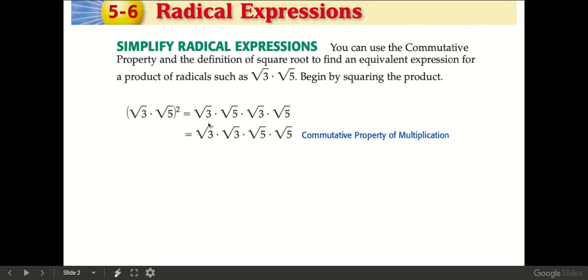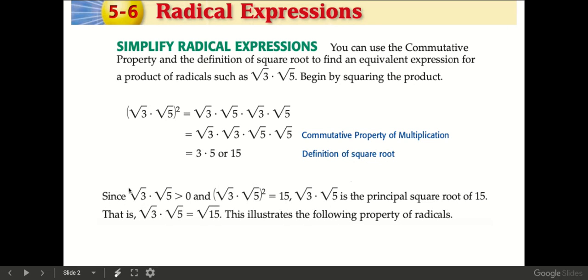Now with the commutative property, I could rearrange it so I can put the radical 3's next to each other and the radical 5's next to each other. And then using the definition of a square root, radical 3 times radical 3 is radical 9, or the square root of 9, or radical 3 squared, which would be 3. And the square root of 5 times square root of 5 would give me 5. So this gives me 3 times 5, which is 15.